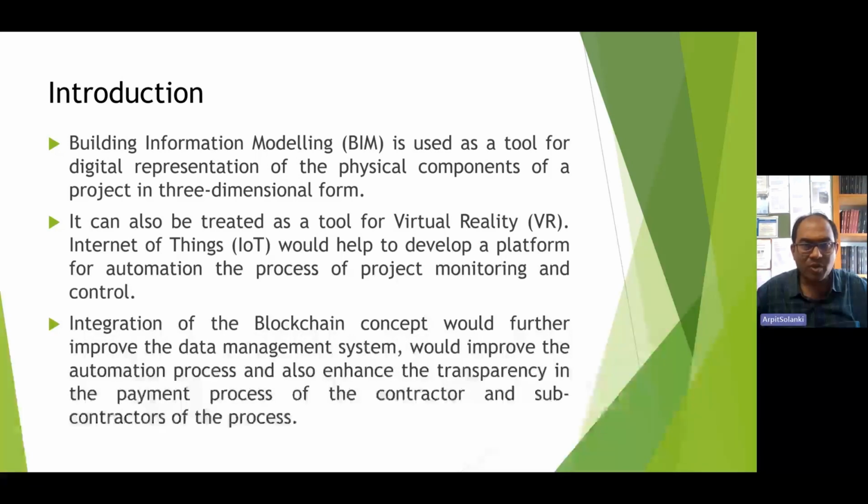Building Information Modeling is a tool used for digital representation of the physical components of a project in a three-dimensional form. It can also be treated as a tool for virtual reality. The Internet of Things would help in the automation of the process monitoring of the project. And then integration of the blockchain concept would further improve the data management system, improve the automation process, and also enhance the transparency in the payment process of the contractor and the subcontractor.